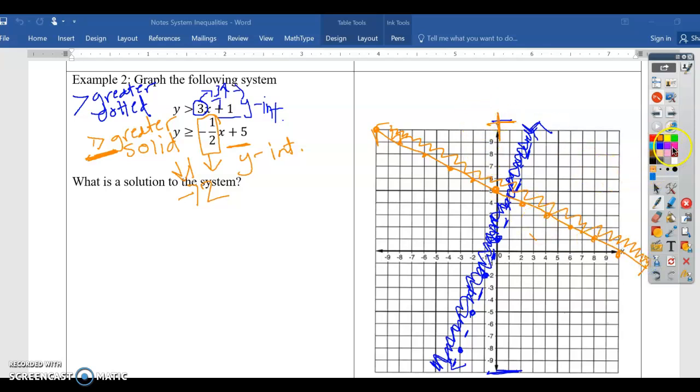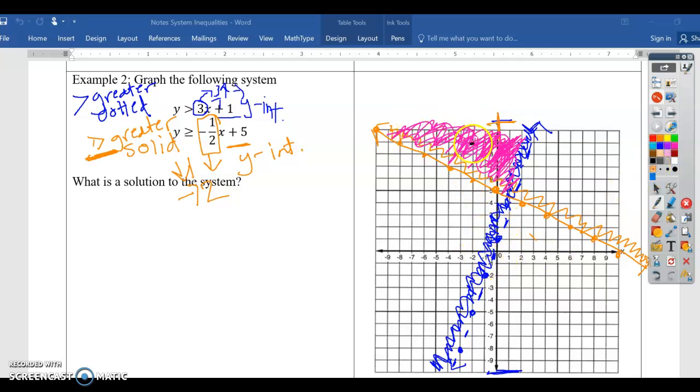Okay, and now I want to figure out which region is shaded by both the orange and the blue. So it's this section up here that's shaded with the orange and the blue. So I'm going to shade it in pink because that is where my solutions will lie, somewhere in this pink section right here. Okay, and it says, what is the solution to the system? So I'm just going to pick any point you want in this pink shaded region.